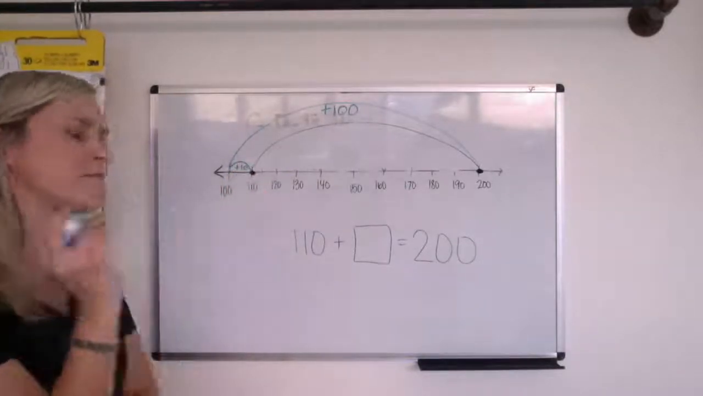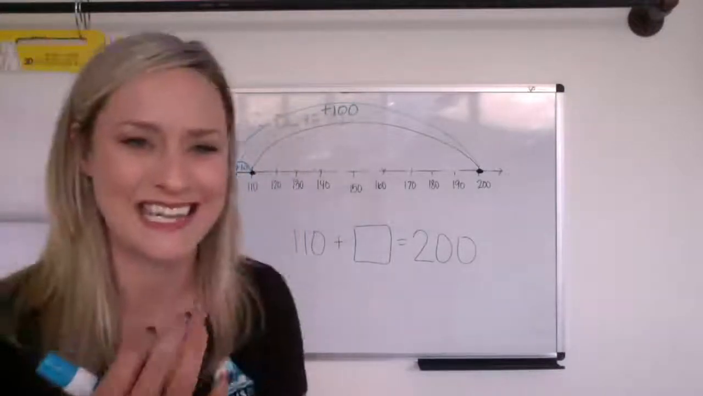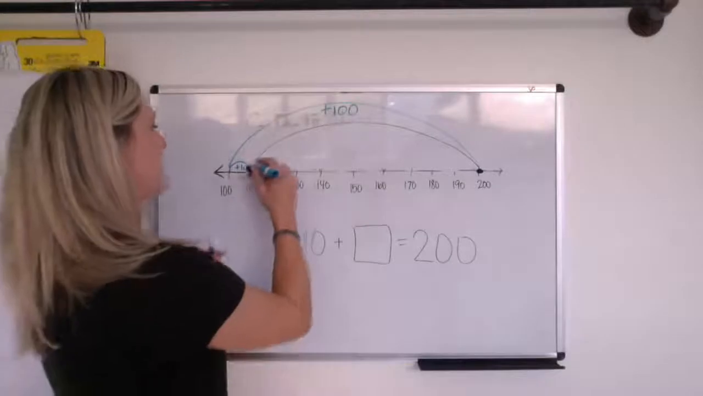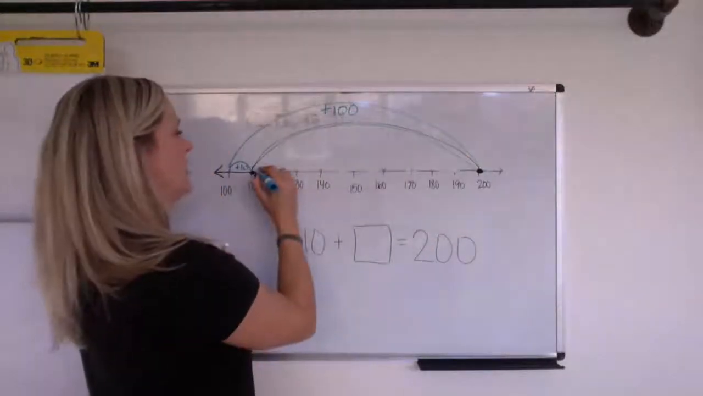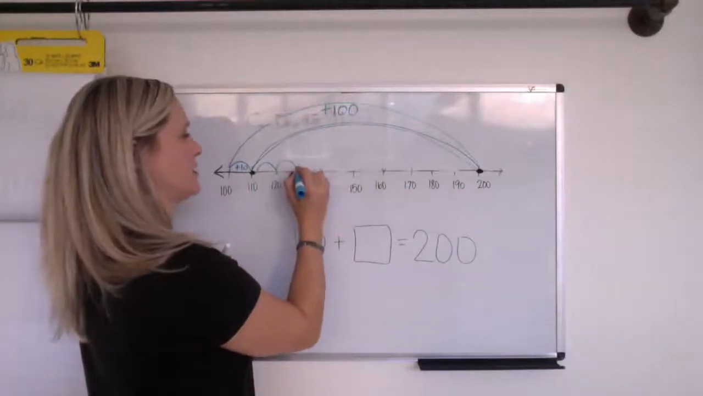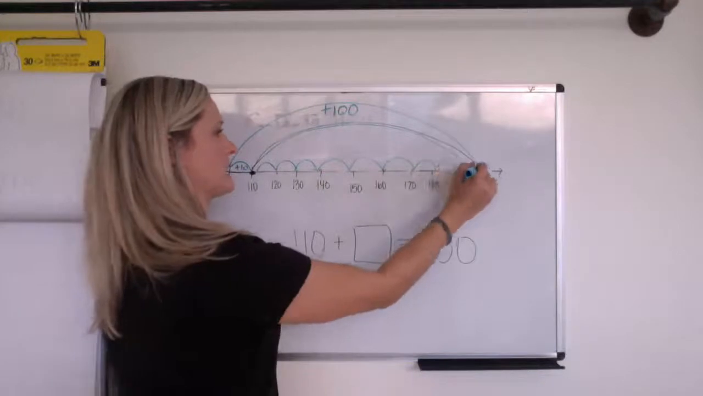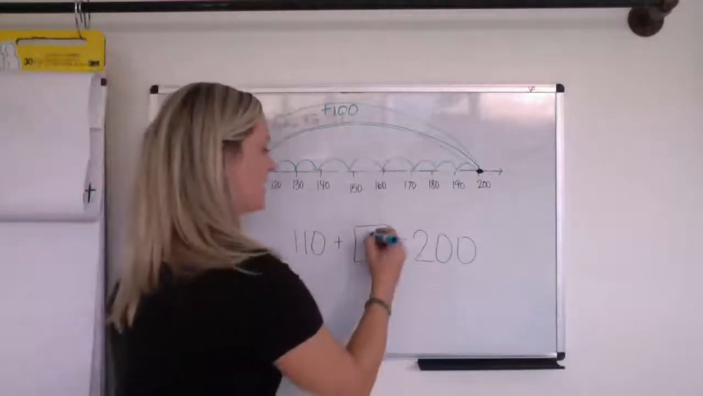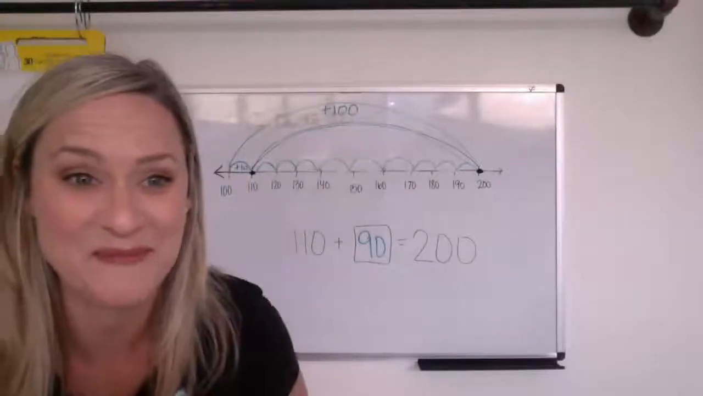So maybe some of you are saying your answer is 110, and maybe you're saying it's 90. Because from here to here, of course, it's 9 hops of 10. 1, 2, 3, 4, 5, 6, 7, 8, 9. So that would make 90. So 110 plus 90 makes 200.